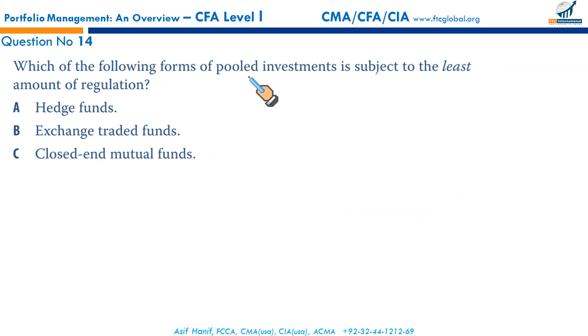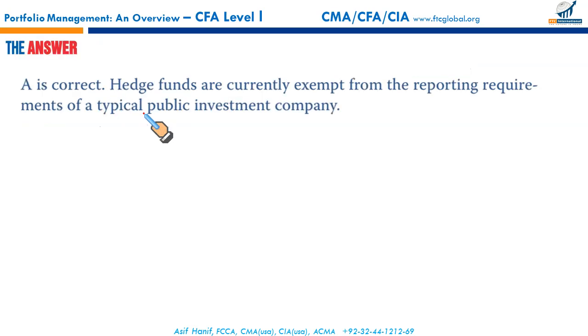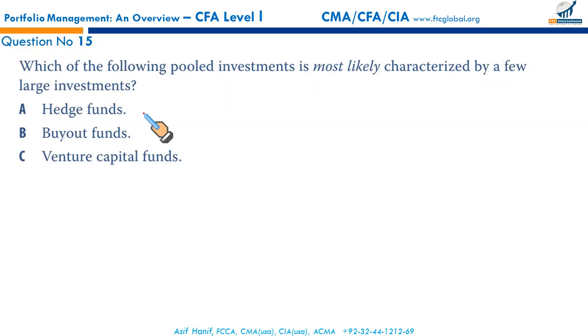Which of the following forms of pooled investments is subject to the least amount of regulation? It's straightforward from your previous reading. Alternative investments, hedge funds. Hedge funds are currently exempt from the reporting requirements of a typical public investment company. Hedge funds are least tightly regulated among these all, A, B, C. That makes A the correct option.